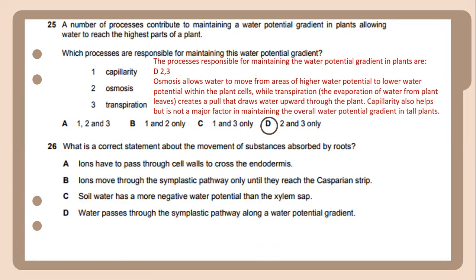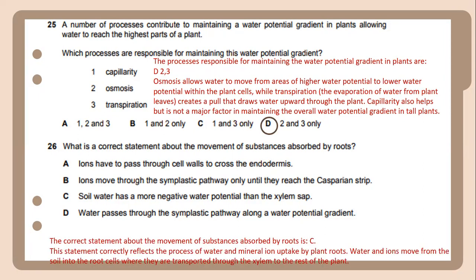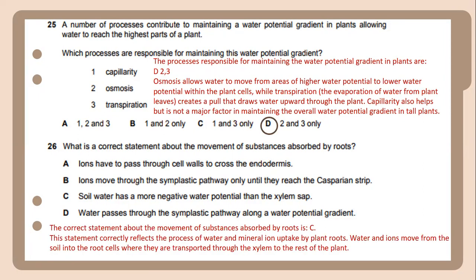And what is the correct statement about the movement of substances absorbed by roots? The correct statement is that soil water has a more negative water potential than the xylem cell. This statement correctly reflects the process of water and mineral ion uptake by the plant root. Water and ions move from the soil into the root cells, where they are transported through the xylem to the rest of the plant.